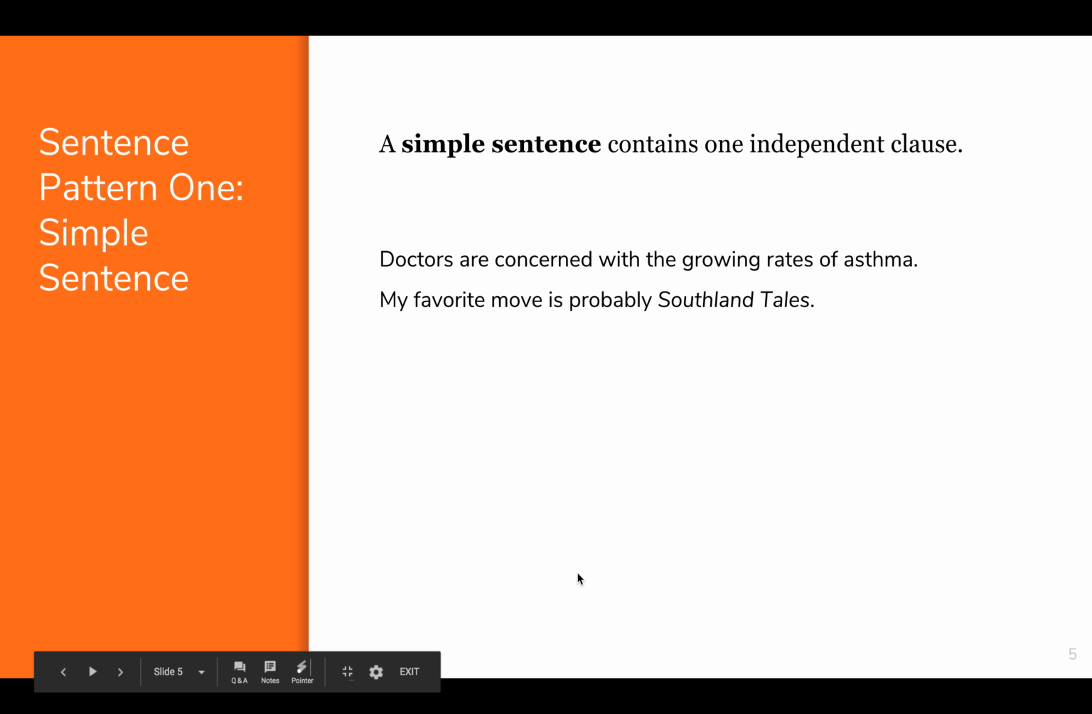So I want to get into various types of sentence patterns. The most basic type of sentence is a simple sentence. It contains one independent clause. For instance, doctors are concerned with the growing rates of asthma. Or my favorite movie is probably Southland Tales. It has a subject and a verb and contains a whole thought.